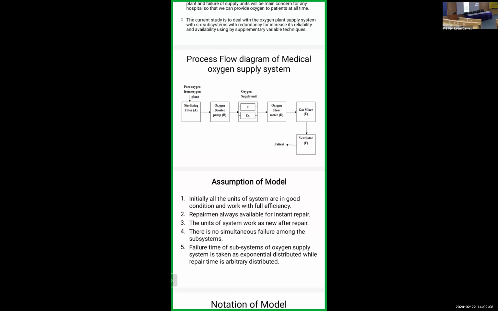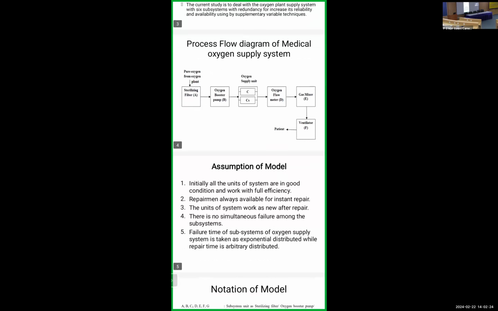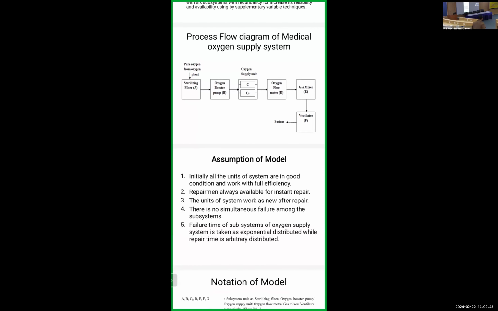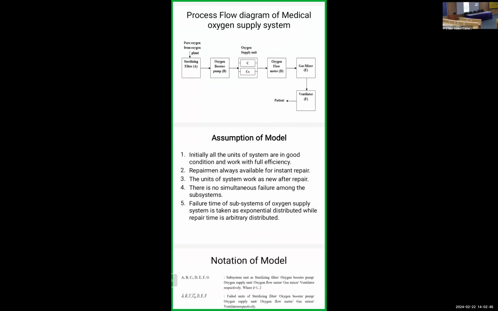The second subsystem is the booster pump. Oxygen booster pumps increase the oxygen pressure and the flow of oxygen to the oxygen supply units. The third unit is the oxygen supply unit. Basically, we have two units: one is a cold standby, and the other is the main supply system. When the main supply system fails, the cold standby unit works immediately. The fourth unit is an oxygen flow meter.